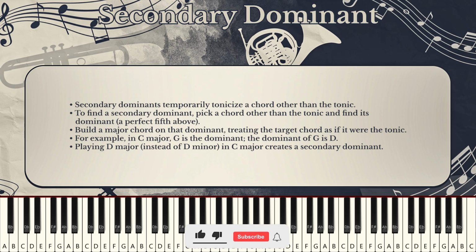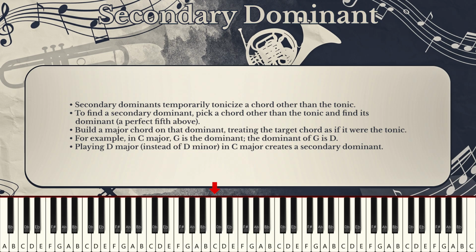Remember, the tonic is the first note of a scale. If you take a note that is not the tonic, find its dominant, the fifth note above it, and build a chord as if that note were the tonic, you get a secondary dominant chord.